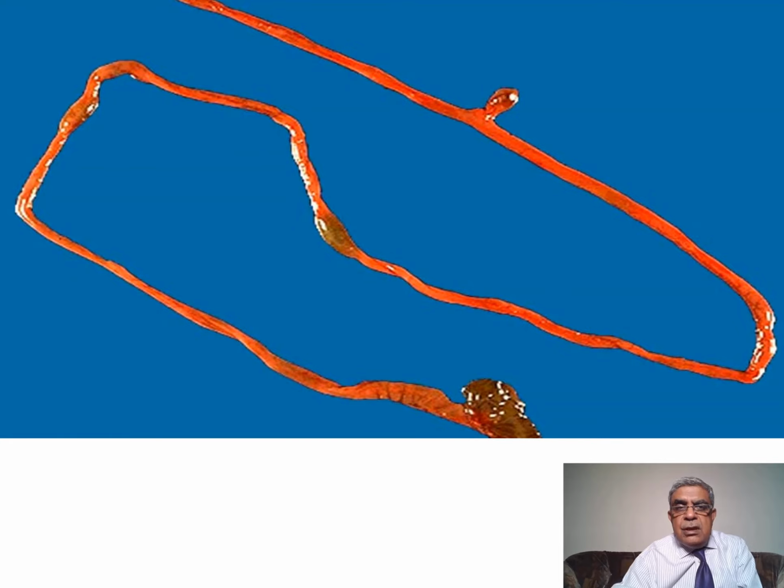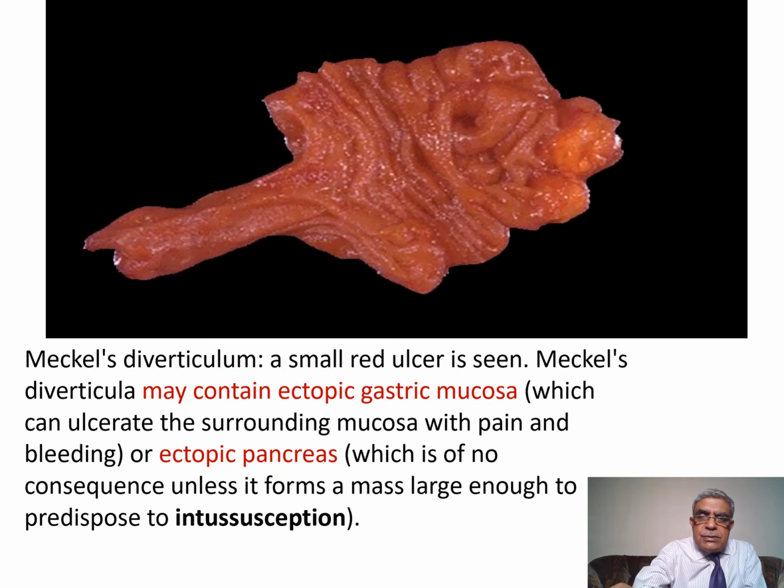Now here you can see the gross of Meckel's diverticulum. In this case you can see ulceration, and this is due to ectopic gastric mucosa. It can also contain ectopic pancreatic tissue, which does not produce any symptom unless it forms a mass which is large enough to predispose to intussusception.